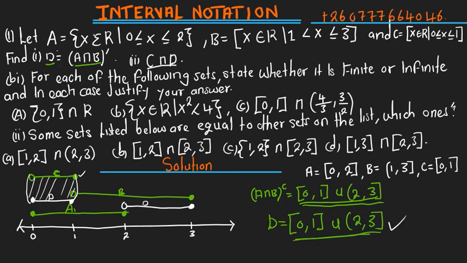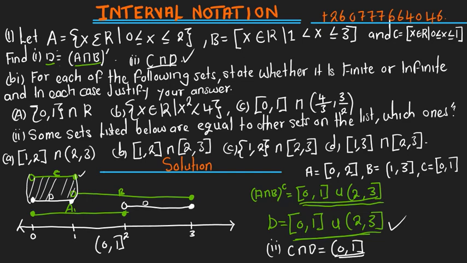Now, since 0 is part of set D, but it's not part of C, it won't be included. And since 1 is part of set D and is part of set C, it is included. So to find this, C intersection D is going to equal {0, 1} included. That is how you find the first question.